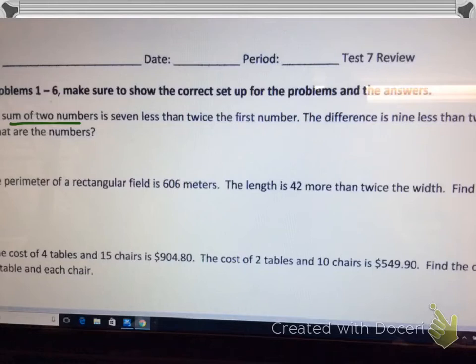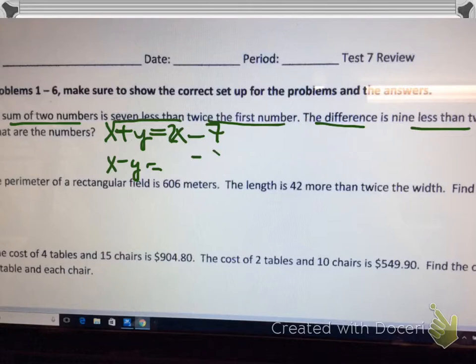So when we say sum of two numbers, we're saying x plus y equals 7. Less than: when you say less than, that means you're putting a minus, but whatever's in front of the words less than goes after the minus. So notice how I've written that. Twice the first, so 2x, because x is first. Difference means x minus y. 9 less than means minus 9, twice the second.